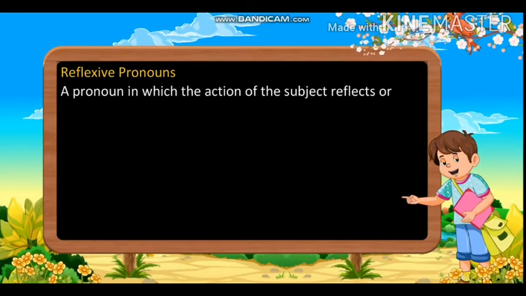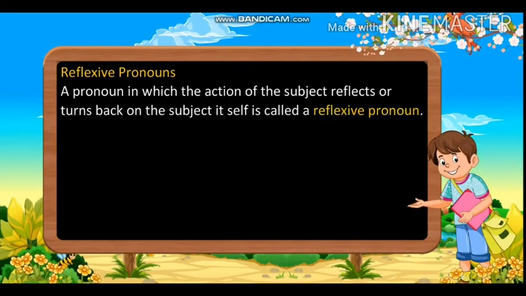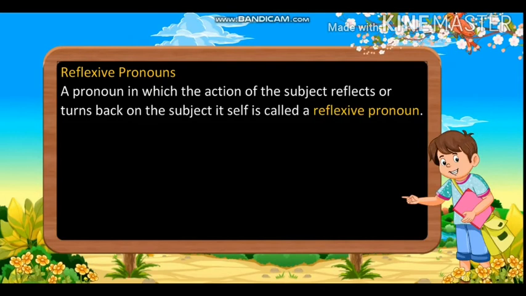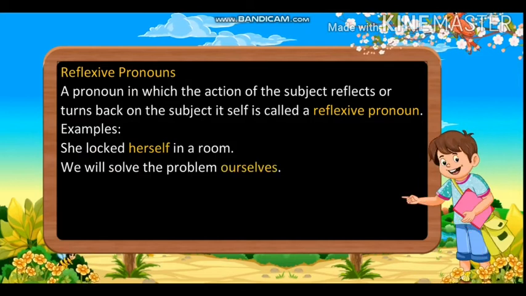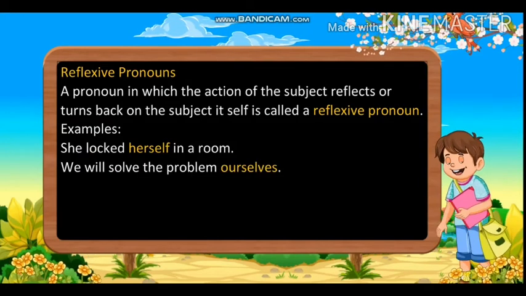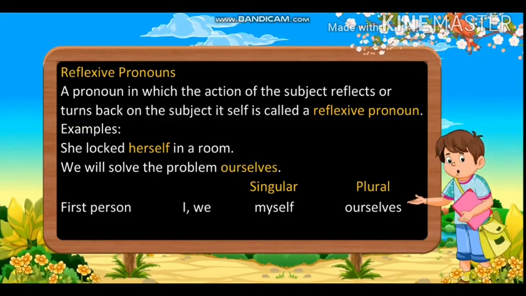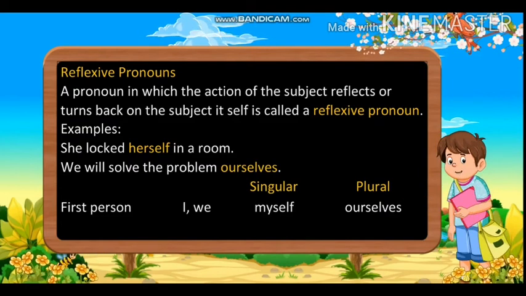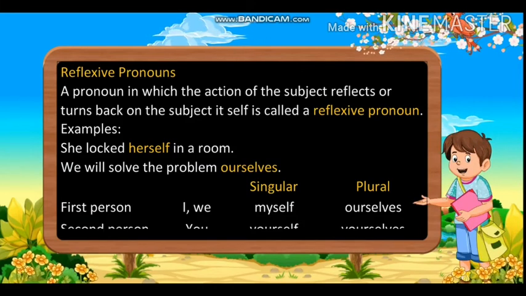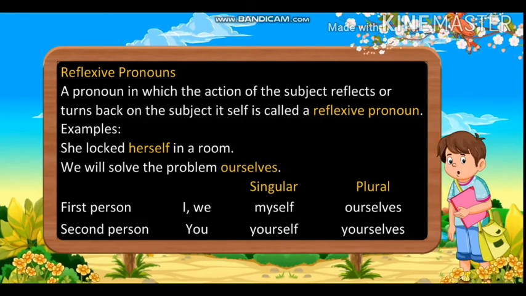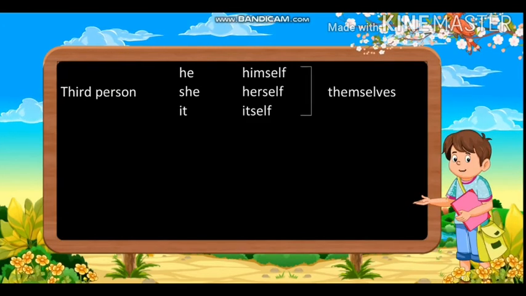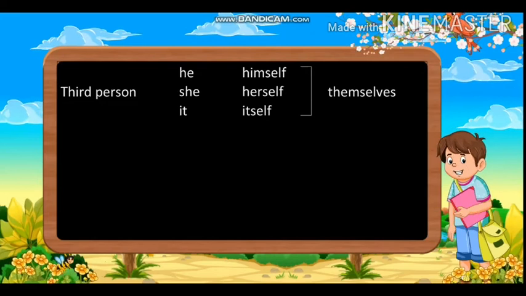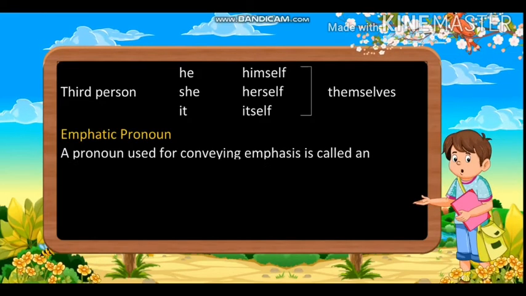Let's go to reflexive pronouns. A pronoun in which the action of the subject reflects or turns back on the subject is called a reflexive pronoun. Example: she locked herself in a room. We will solve the problem ourselves. Now over here, first person: I, we, myself, ourselves. Second person: you, yourself, yourselves. Third person: he, she, it, himself, herself, itself. Plural could be themselves.